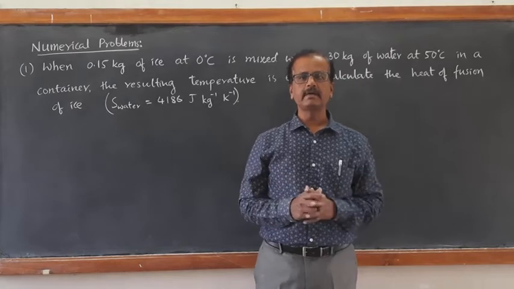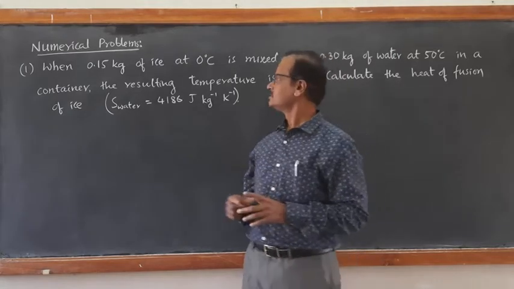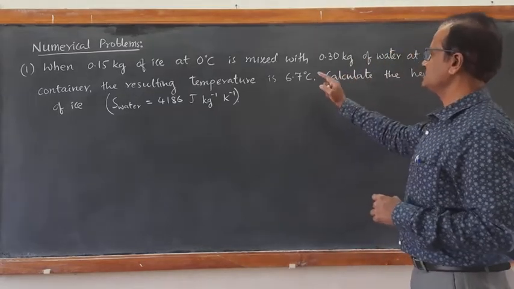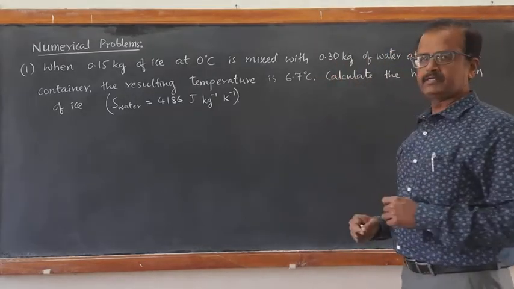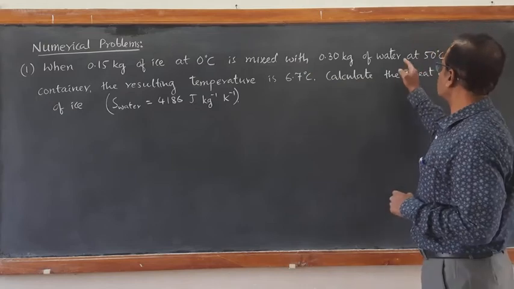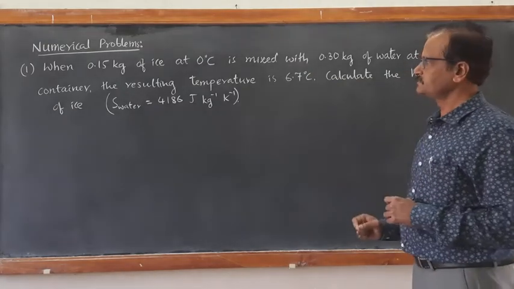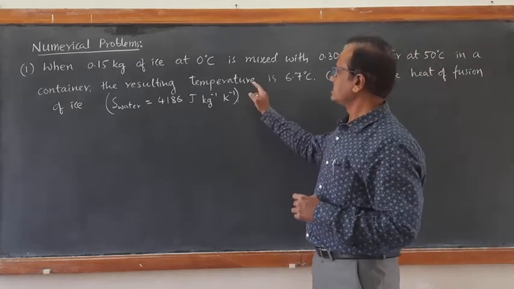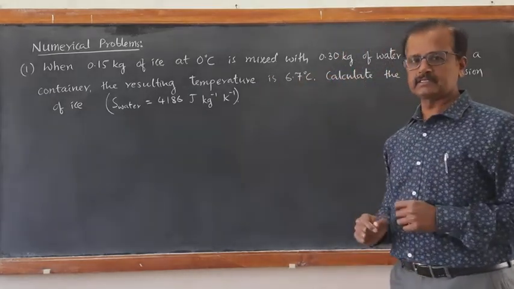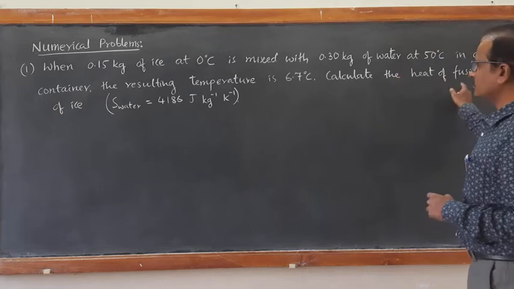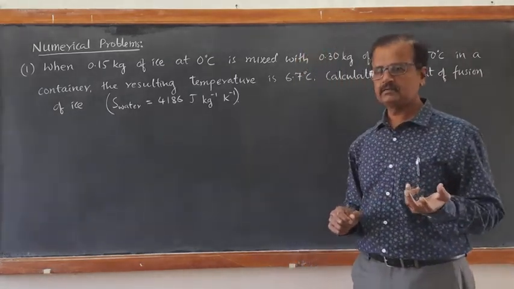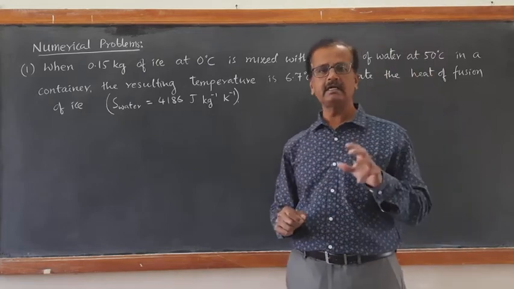Let us solve some numerical problems. When 0.15 kg of ice at 0 degrees Celsius is mixed with 0.30 kg of water at 50 degrees Celsius in a container, the resulting temperature is 6.7 degrees Celsius. Calculate the heat of fusion of ice. Heat of fusion of ice, or you can call it heat of melting of ice.